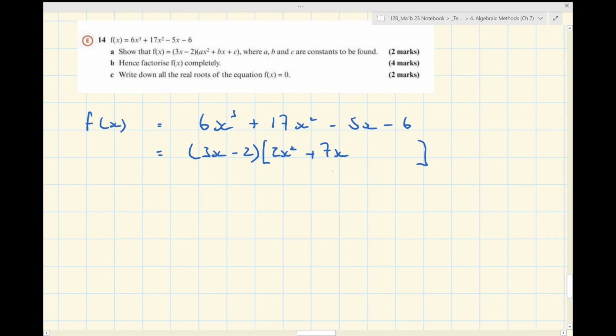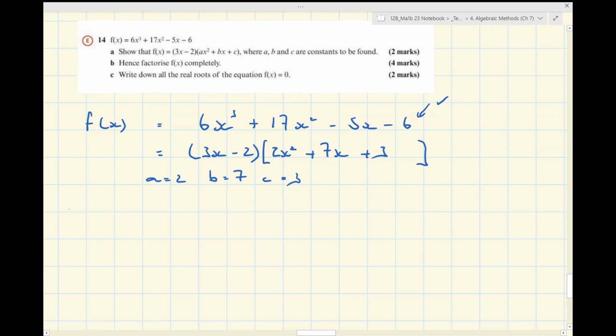And I want to have minus 5, so I'm going to need to add 9, so I'm going to need a plus 3 here. And minus 2 times plus 3 is indeed minus 6, so that's looking good. Okay, so now I have found A, B, and C. A is 2, B is 7, and C is 3.